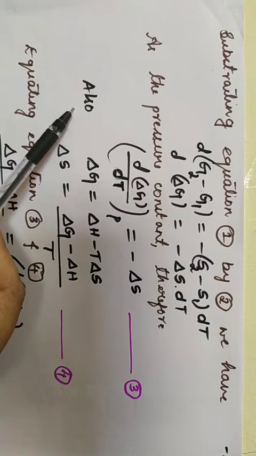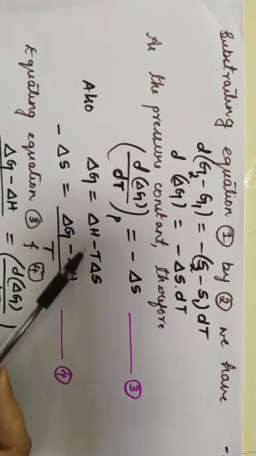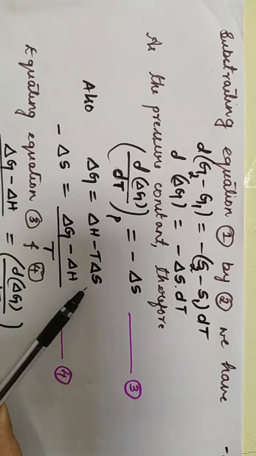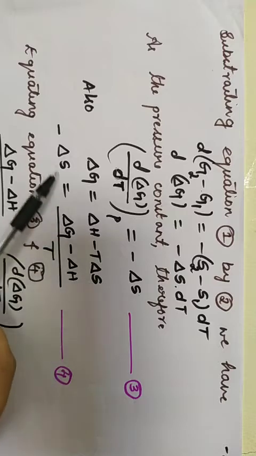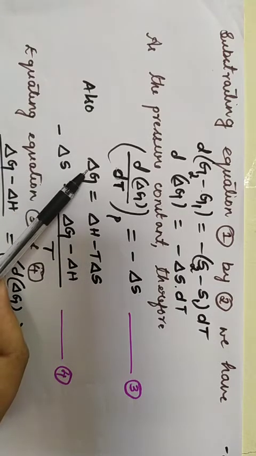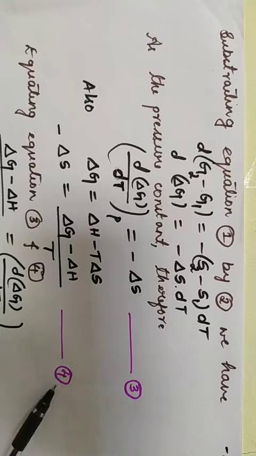And we also know that the free energy function, that is delta G, is also represented using the expression delta G is equal to delta H minus T delta S. Rearrange this expression for minus delta S. So minus delta S is equal to delta G minus delta H divided by T. Okay. So this is taken as equation number 4.